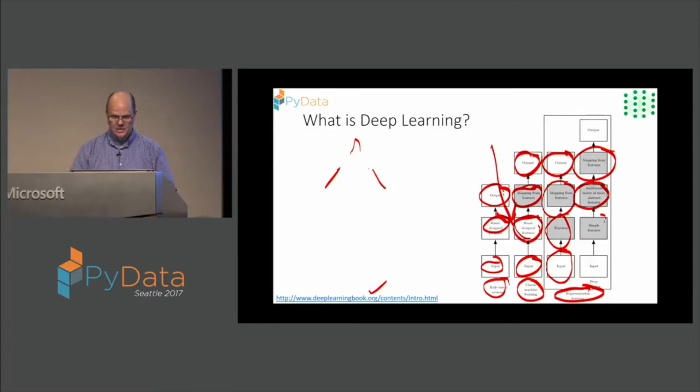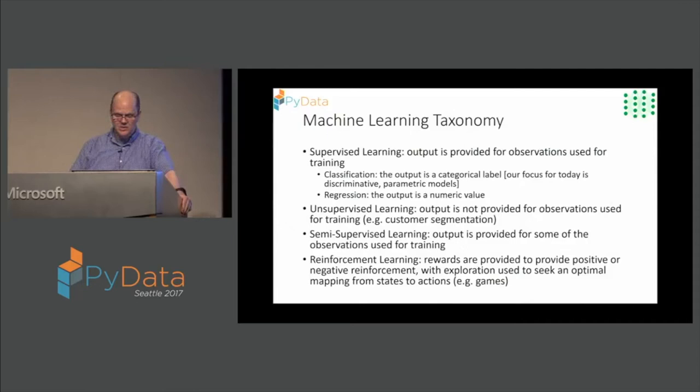All right, machine learning taxonomy, just so I've mentioned some of these things. Supervised learning, this is where we're hanging out this morning for sure. Output is provided for observations used for training. In the case of classification, the output is a categorical label. It belongs to this class, it doesn't belong to this class, for example.